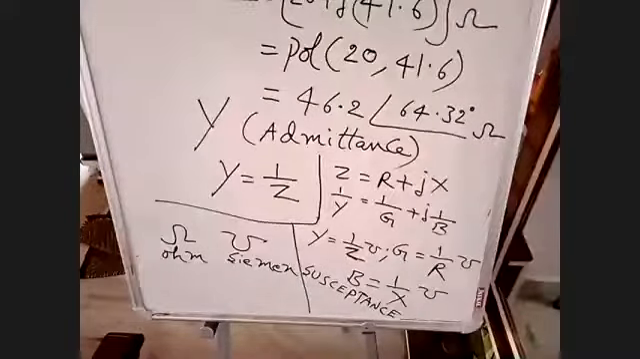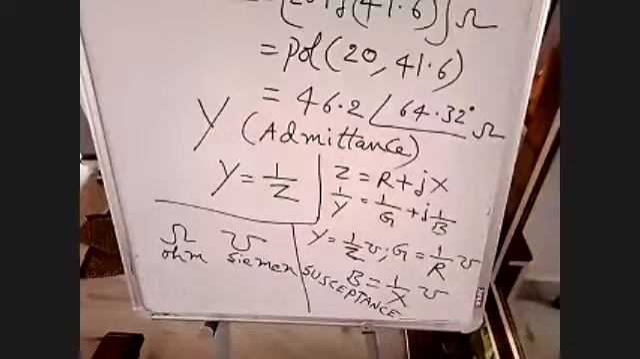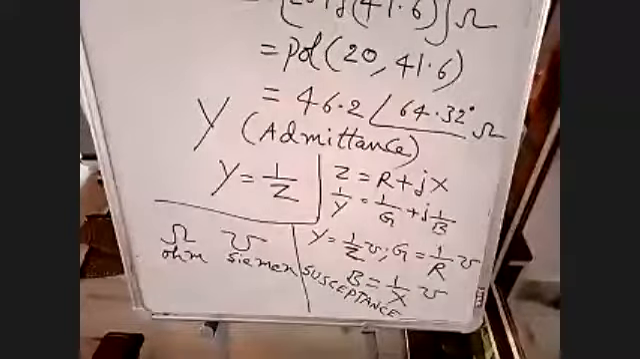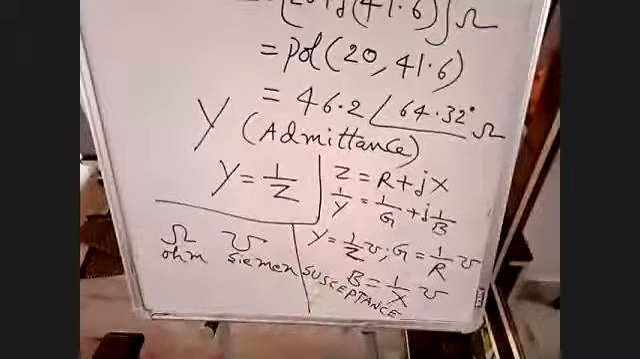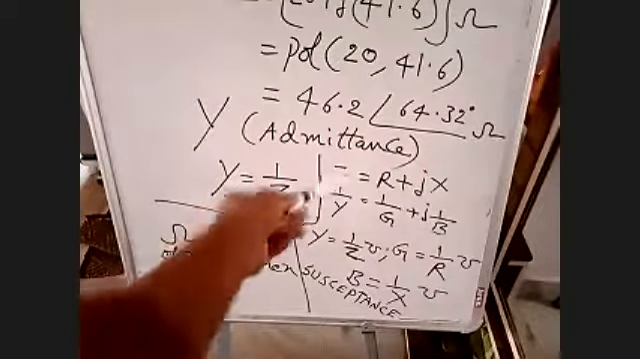X is called reactance. Inverse of reactance is susceptance. B is called susceptance. Inverse of resistance is G, conductance. Inverse of impedance is admittance. See the units for Y, Siemens. For G also Siemens. For B also Siemens. But for Z it is ohm.